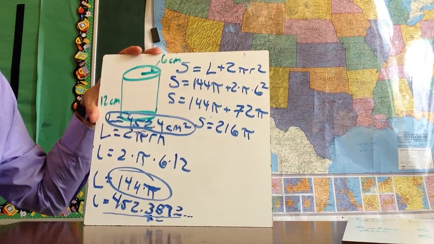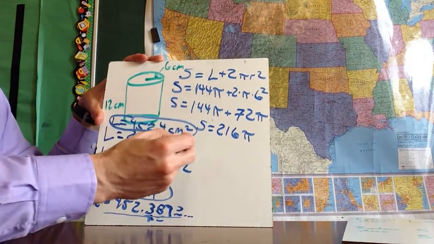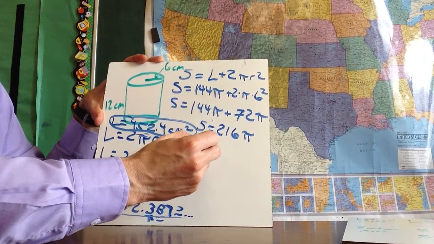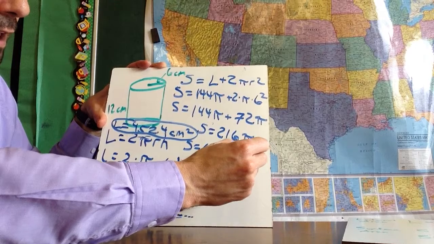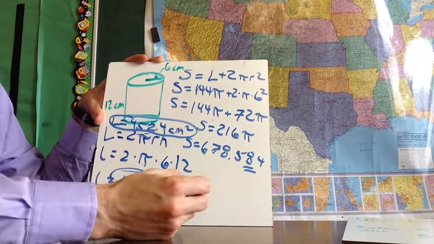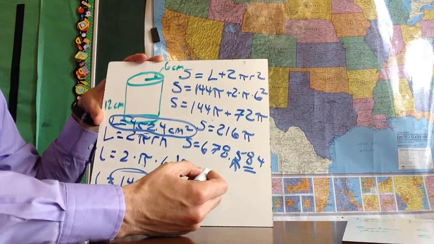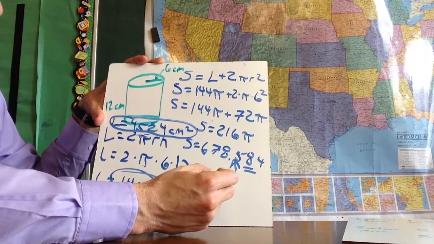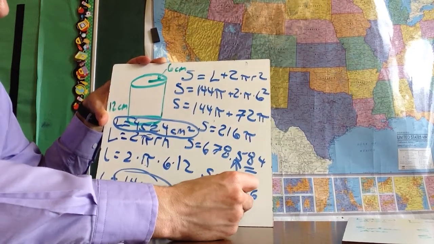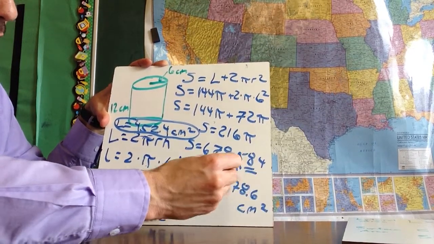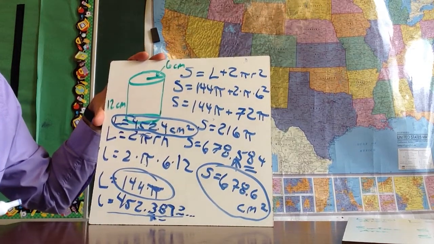Now I'm going to take that and multiply that times pi, and this will give me a much more precise number, and so now I've got 678.584. This 8 tells me that I should round that 5 up to a 6, so my surface area is 678.6, and I'm going to write it down here, centimeters squared. Make sure that it is centimeters squared.